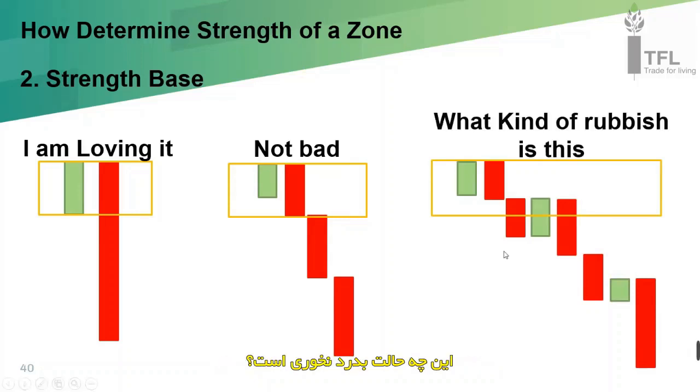All right. So what kind of rubbish is this? You can see that it does create a zone, but it takes a very long time going up and down, up and down. So it's indecisive, which means there is a supply zone out there, but the strength of it is not strong, right? Not the thing that we want, right?